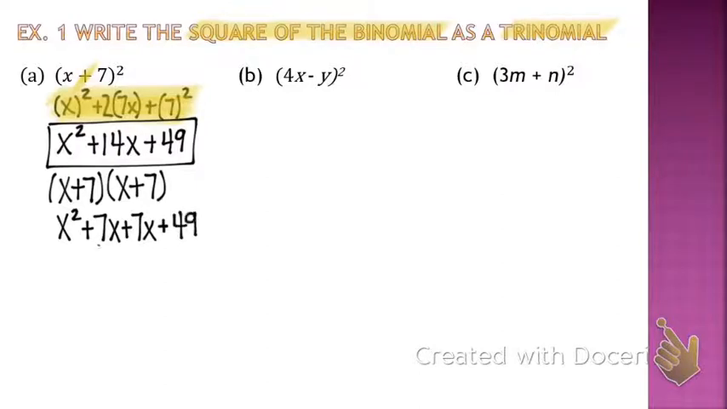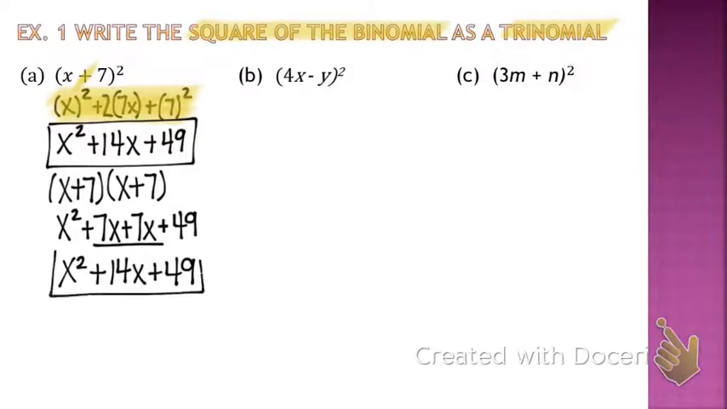So again, as I FOIL, my middle two terms should be like terms. And when I combine them, Javon, what do I get? 14x with 49. Good. Is that not the same answer I got earlier? But I got to the answer much quicker.